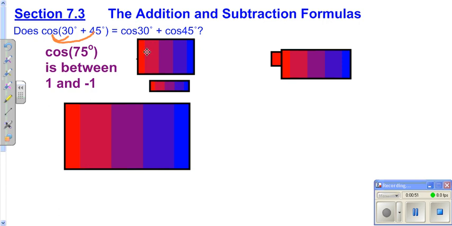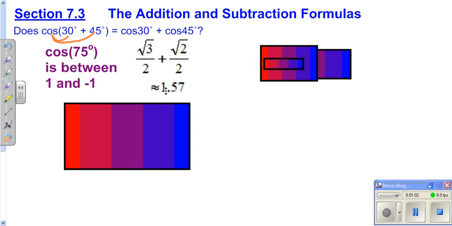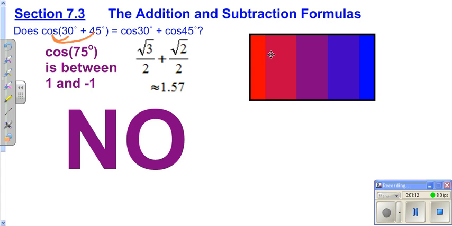So cosine of 30, you should remember, is root 3 over 2. Cosine of 45, root 2 over 2. And that ends up being approximately 1.57. And obviously cosine of 75 won't be that, because the cosine of anything is always between 1 and -1. So they are not equal. We cannot go ahead and distribute through. That does not work.